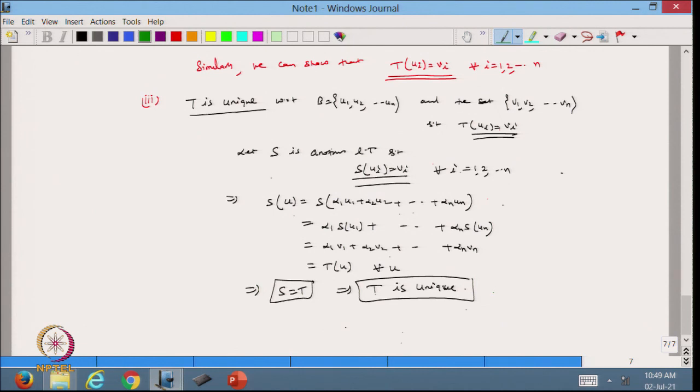So, let me stop here today. In today's lecture we have started on how we can define a linear transformation from a vector space U to a vector space V. In the next lecture we will work through some examples of how we can find the linear transformation based on the basis given to us for a given vector space U.